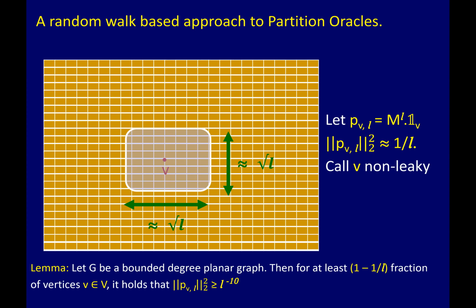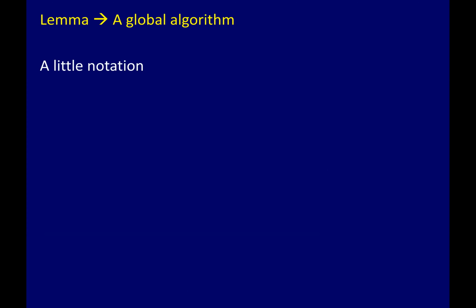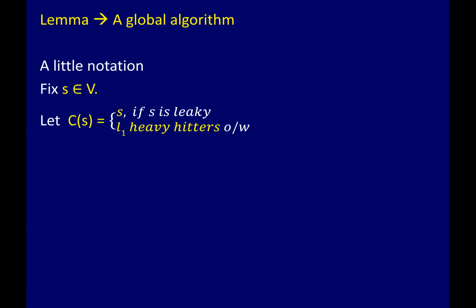So that's one very useful hammer, and with this useful hammer, I am now ready to describe our global algorithm. This lemma kind of suggests a global algorithm. I'd just like to introduce a little notation first. Fix some vertex s inside your bounded degree planar graph and define C of s, the cut around s, to be the vertex s itself if the vertex is leaky. Otherwise, just declare it to be the L1 heavy hitters of the distribution P_s^L.